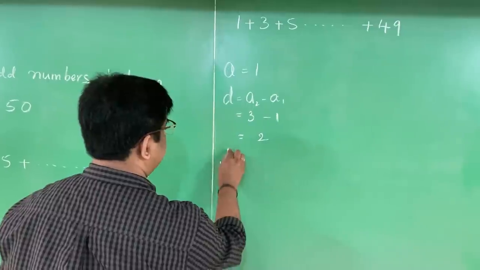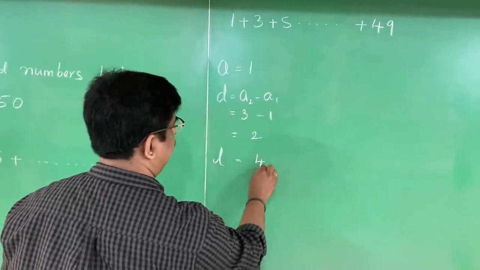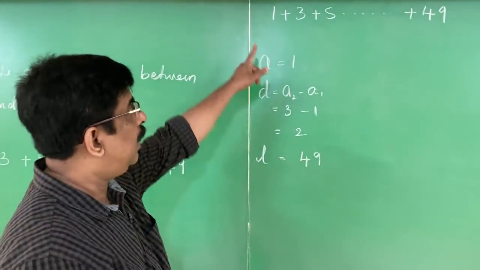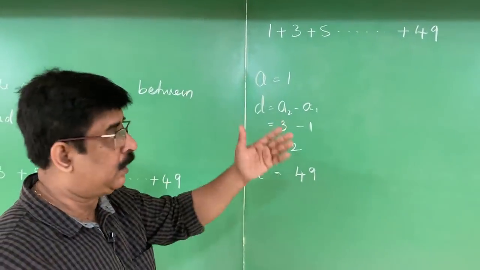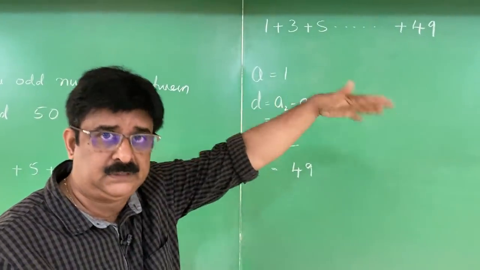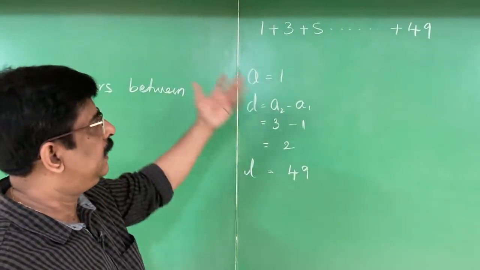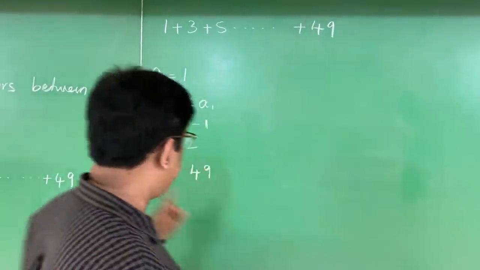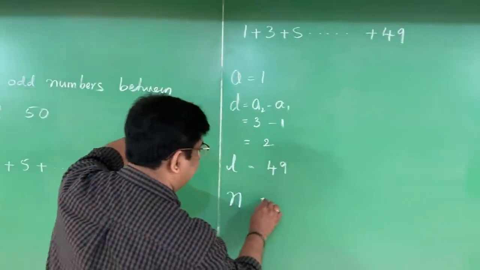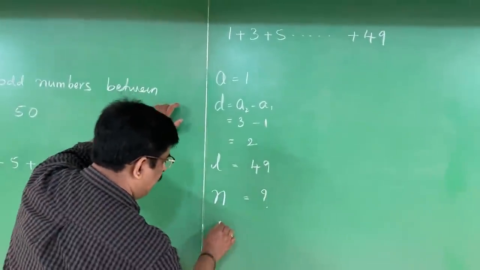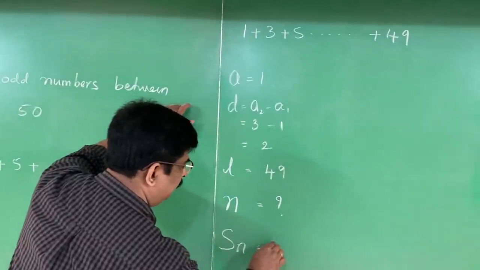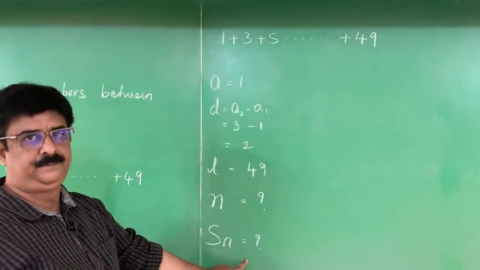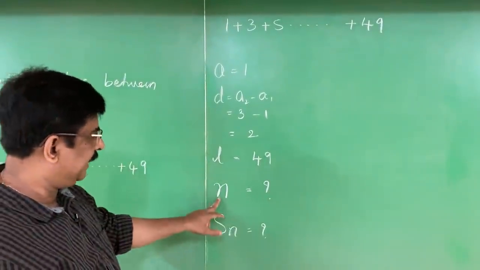And the last number is given, L is 49. But there is no N. How many terms there are, we don't know. In the previous problem, the number of terms was given, 40 terms, 15 terms, N is given. Here N is not given, the last term itself is given. Therefore, we have to find N. After finding N only, you can find Sn. First, we have to find the value of N.